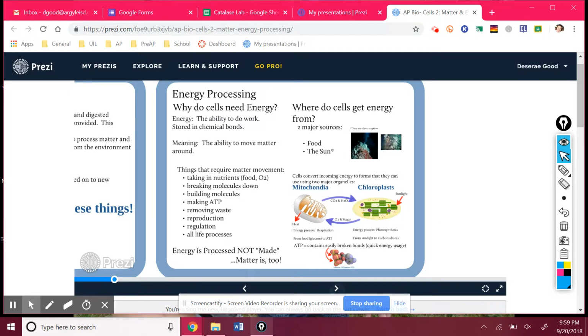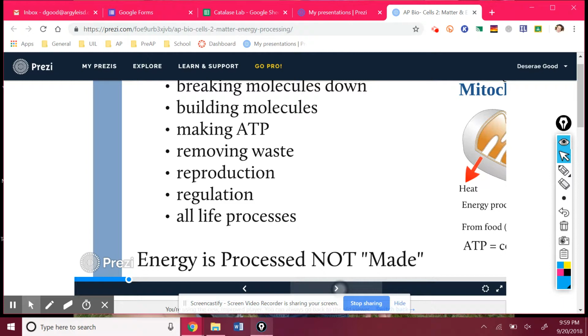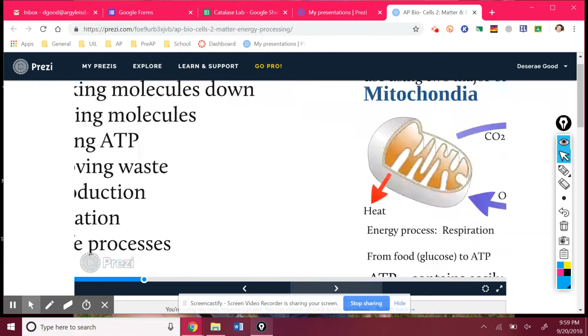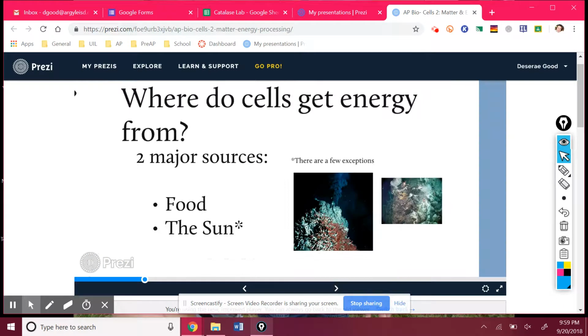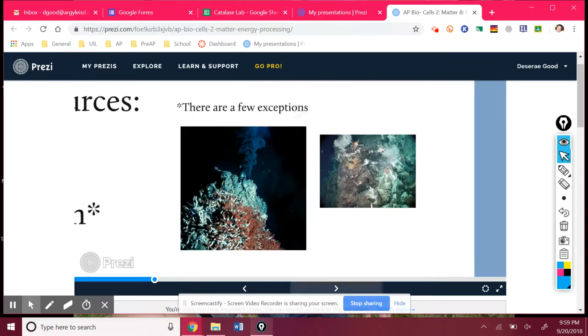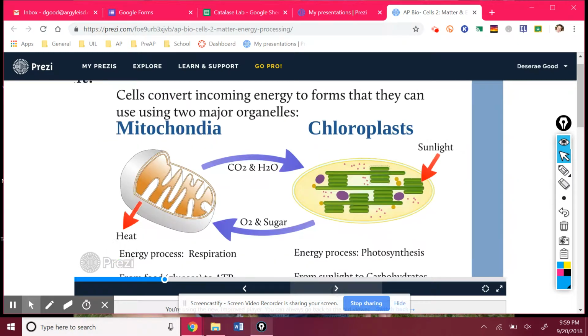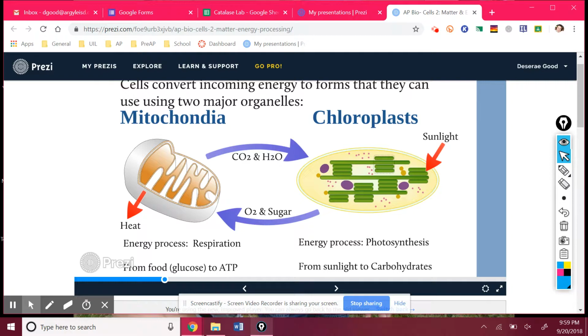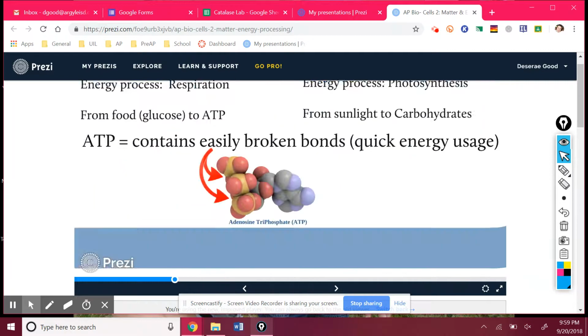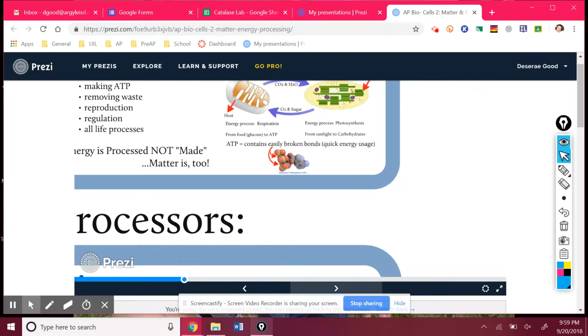So what are the main ones that we're talking about? Obviously, chloroplast and mitochondria, but those are not the only things. It's not just food in the sun. There are a few exceptions, methanogens, hydrothermal vents, that kind of stuff. They feed on methane gas or sulfur gas. And of course, we're talking about ATP.